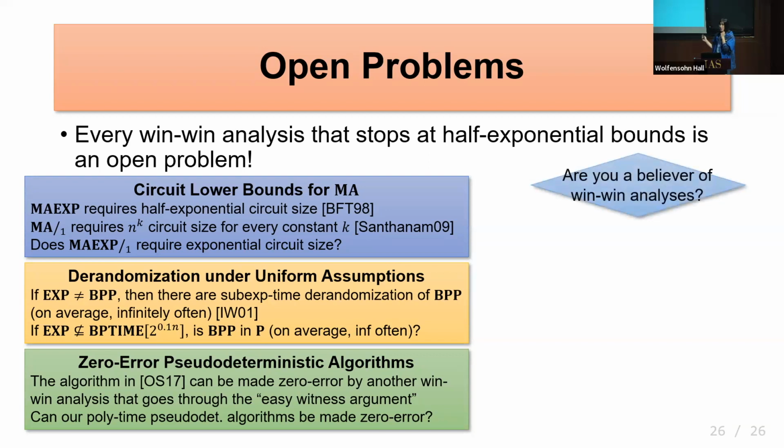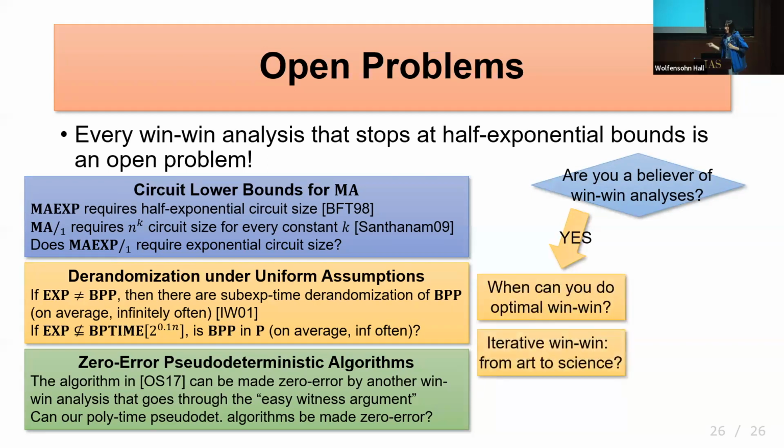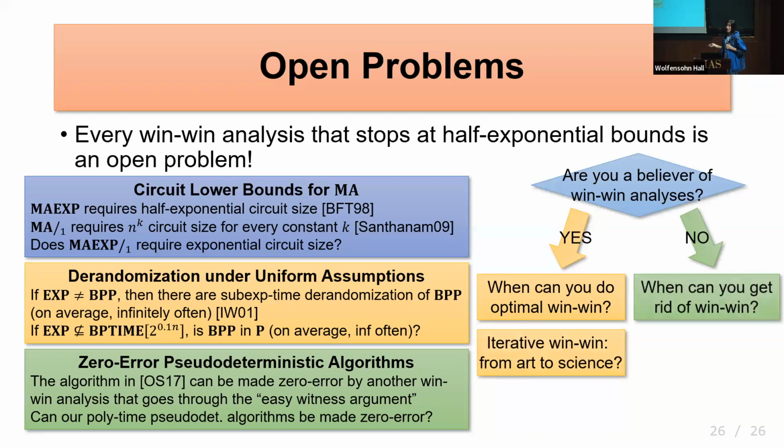And depending on whether you believe in win-win analysis, it's meaningful and interesting. There are two cases. If you believe in it, can you obtain optimal win-win analysis? And can you get iterative win-win from art to science? Currently, it seems that we just apply it and it works for some problems, it doesn't work for other problems. Do we have a good explanation of what problems are suitable for iterative win-win? And if you don't believe in it, can you get rid of win-win, just like what Zeyong did for the new circuit bound? Can you make it useless?